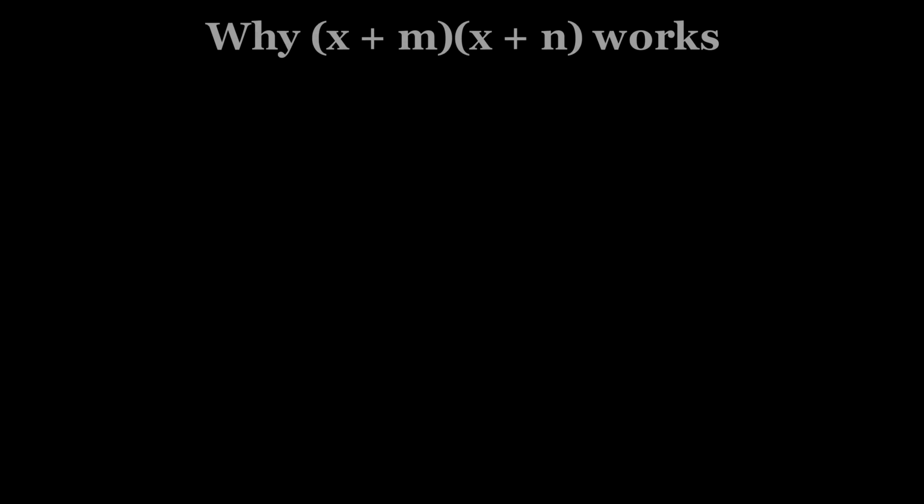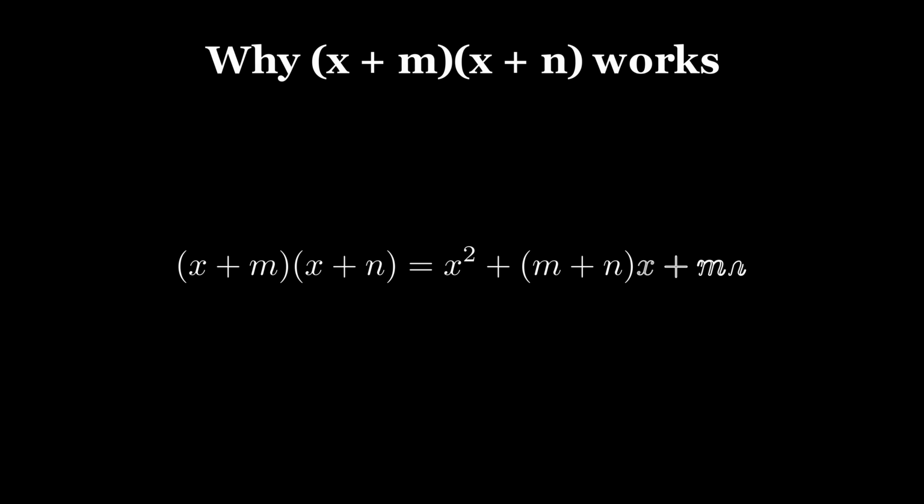The pattern parentheses x plus m times parentheses x plus n always expands to x squared plus parentheses m plus n times x plus mn. That is why m and n must multiply to c and add to b.